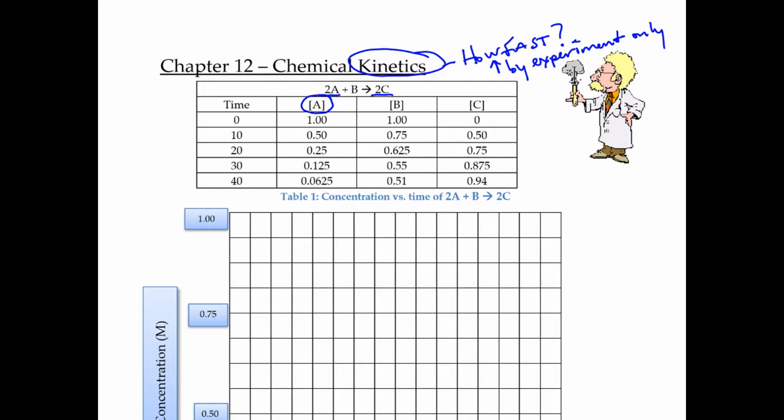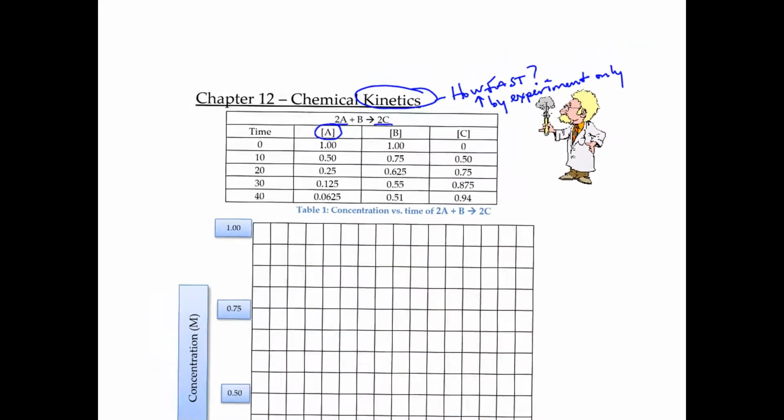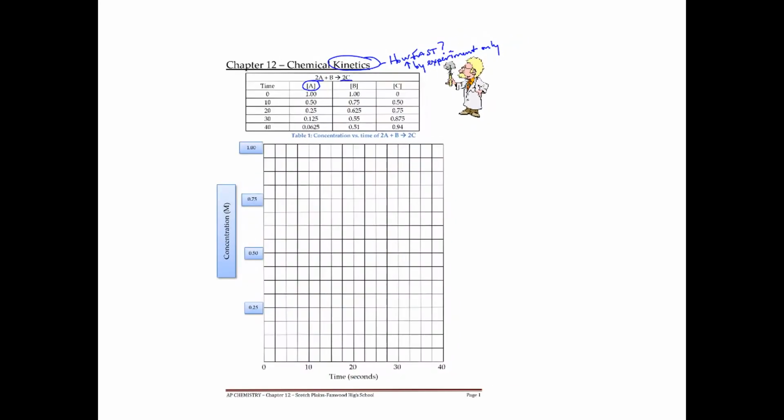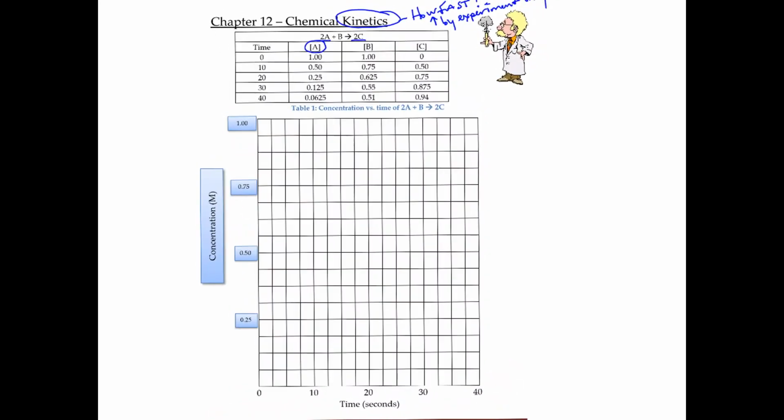So what you're going to want to do is graph this information. We'll make this a little smaller so we could fit it all on the paper here. And we're going to take a look at, first of all, A. So A is going to be starting at 1 molar. So we're going to write this over here. And then at 10 seconds, it's going to be 0.5. So we're going to put a 0.5 right over here at 10.